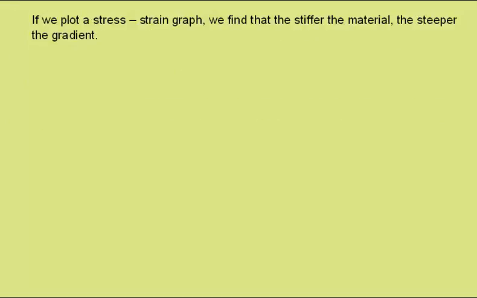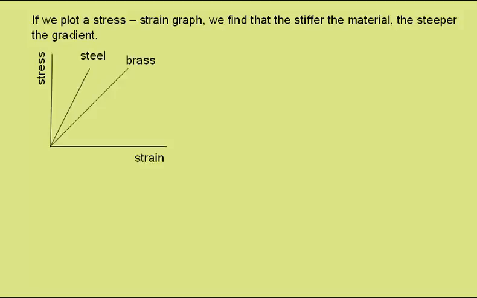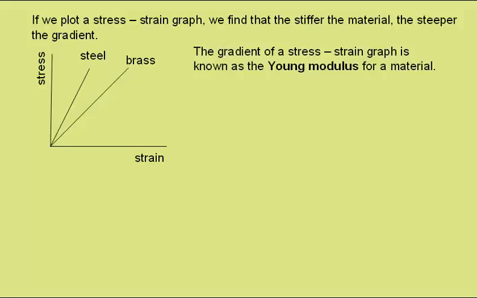If we plot a stress against strain graph, we find that the stiffer the material, the steeper the gradient. So here we have a stress against strain graph. Steel has roughly twice the stiffness of brass. The gradient of a stress-strain graph is known as the Young modulus for a material, and so the steeper the gradient, the greater the Young modulus, and the stiffer the material. Young modulus is given the symbol capital E and is found from the stress divided by the strain.